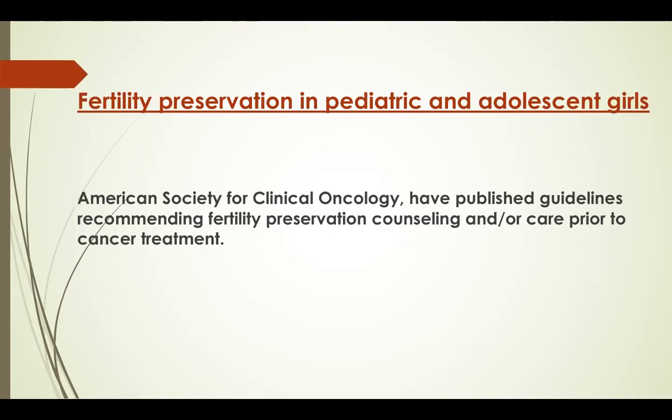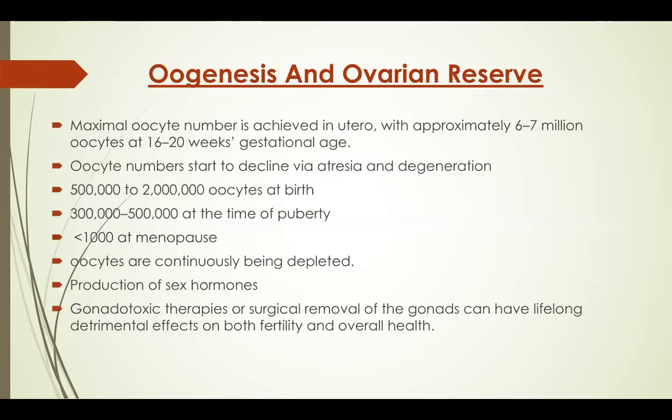The American Society of Clinical Oncology has published guidelines recommending fertility preservation counseling and care prior to cancer treatment. Let's talk about oogenesis and ovarian reserve. The maximum oocyte number is achieved in utero, approximately up to 7 million oocytes at 20 weeks of gestation. So when the girl's mother is pregnant with her, she has around 7 million oocytes at 20 weeks, and this is huge.